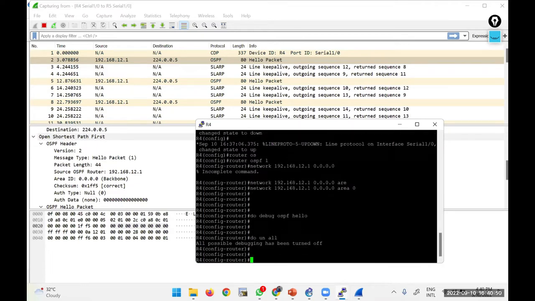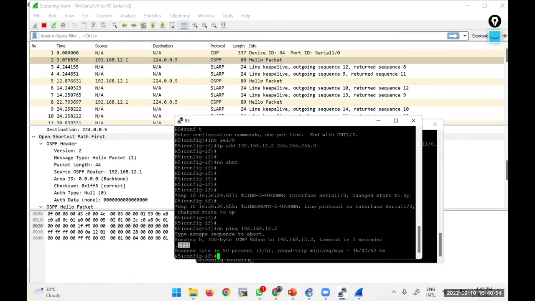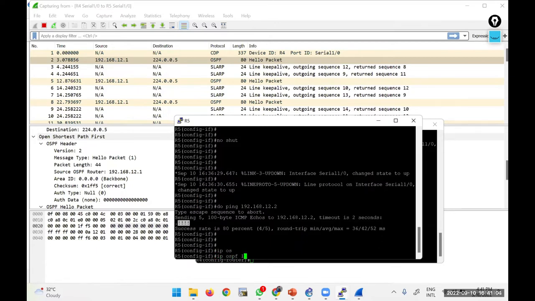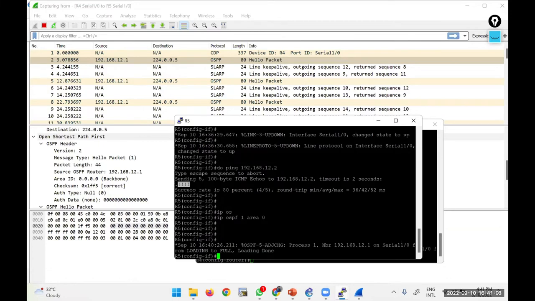So I'm just configuring the OSPF interface here. After that, I will configure OSPF on the serial interface. Okay, I am on the interface. I have to configure IP OSPF 1 area 0. When I put this command in the interface, it will start the OSPF process in global mode.